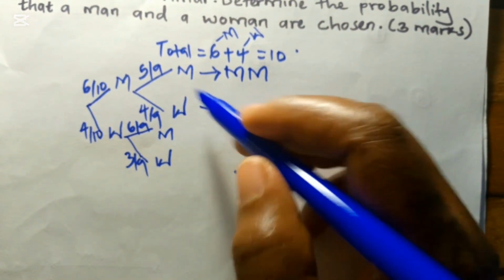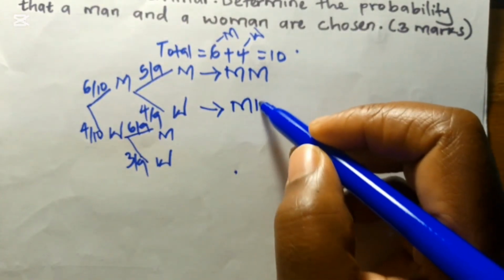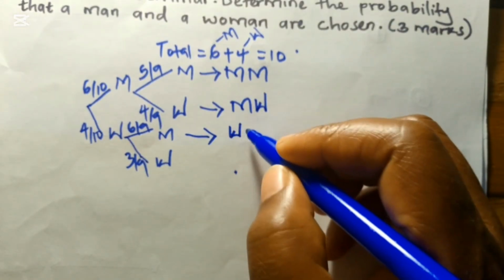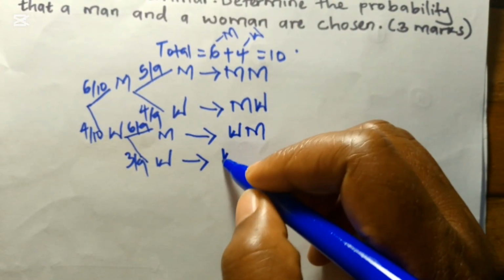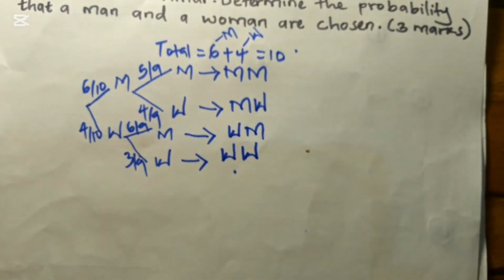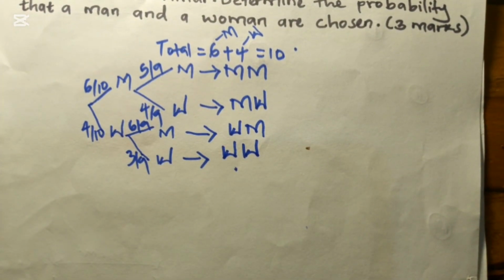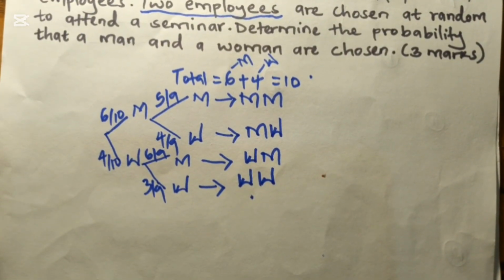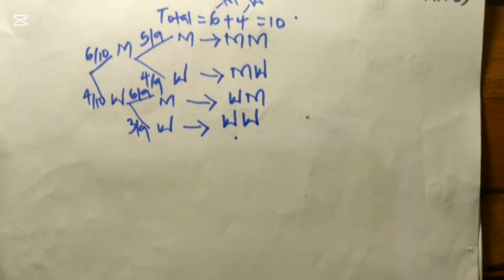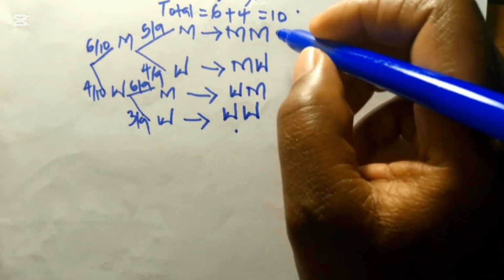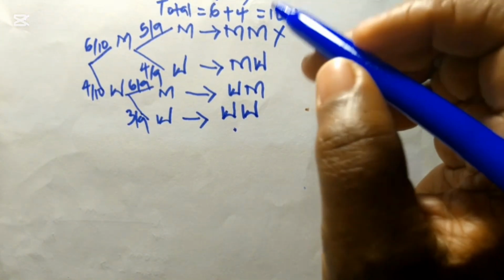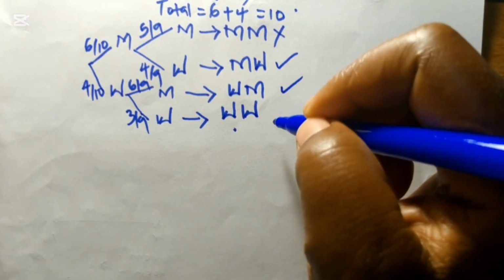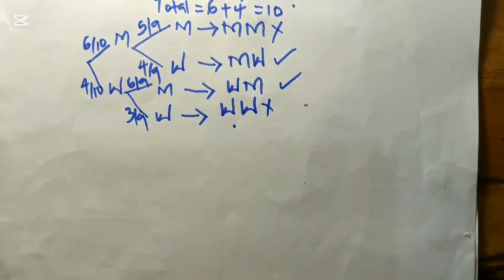picking a man and a woman, picking a woman and a man, picking a woman and a woman. Yes, and the question is, determine the probability that a man and a woman are chosen. So a man and a woman means that this is not one of the probabilities, because this is a man and a man, and a woman and a man, and then a woman and a woman.